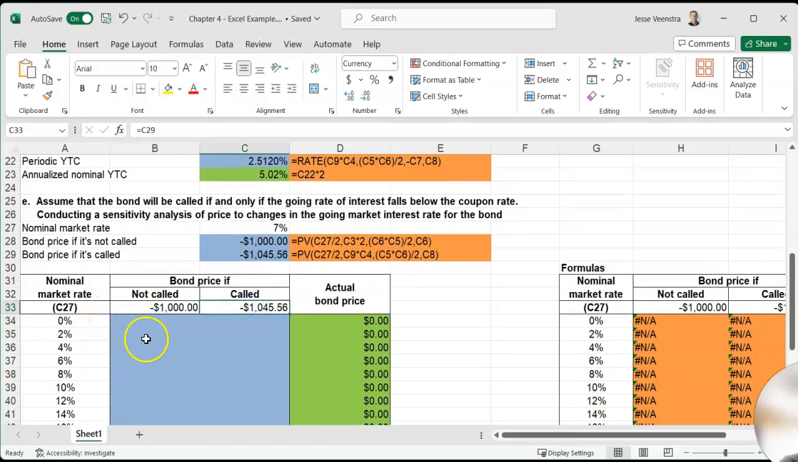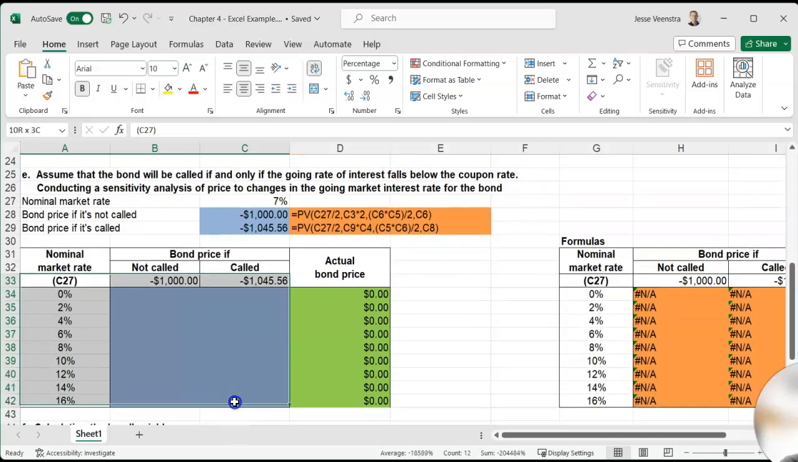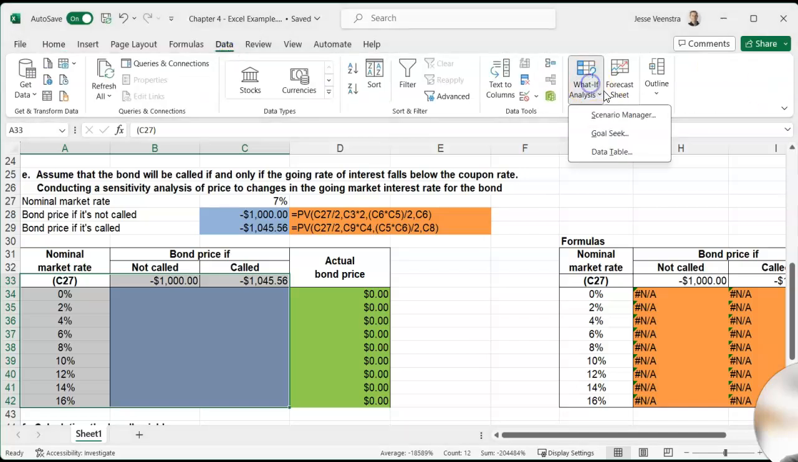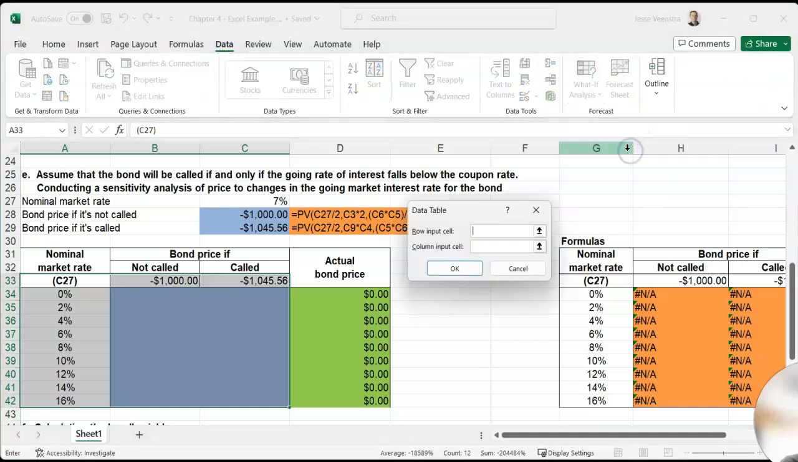if called. To create a data table, we have to go one cell to the left of our first formula. Our first formula here is in B33. It's equal to C28. That's a formula. One cell to the left, A33. And I want to highlight the entire range that we are looking at. So I highlight A33 through C42. Then I'm going to go to Data, What If Analysis, Data Table.